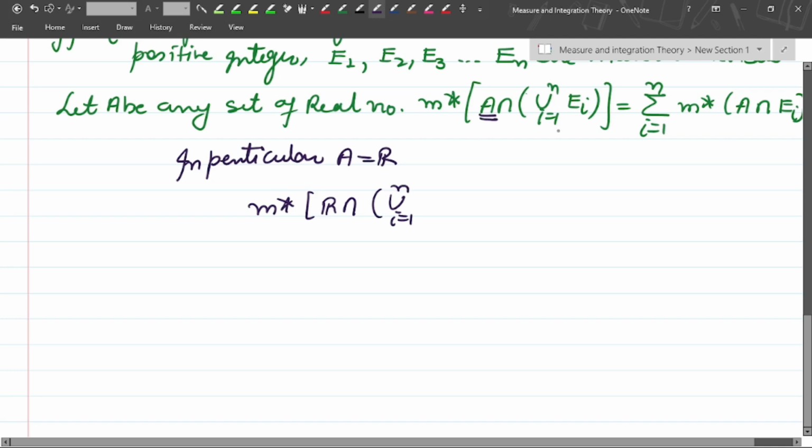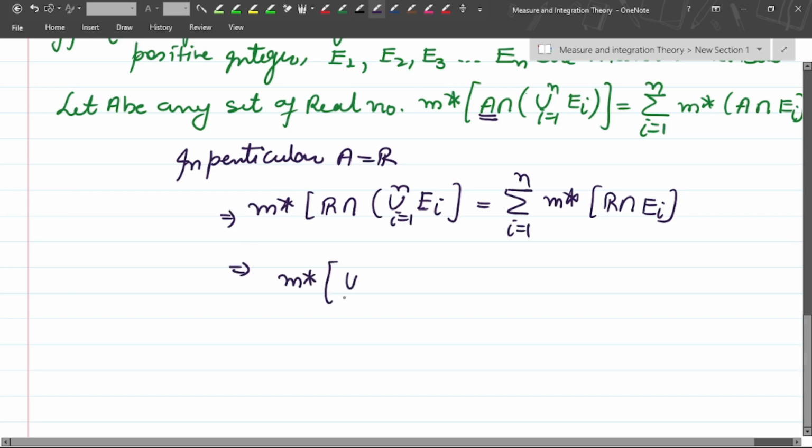It means this A is basically what? R, and it is I, okay, is equal to the summation i = 1 to n of the outer measure of R intersection Ei. Now similarly we can write the outer measure of the union i = 1 to n of Ei. If it is R, then union with R, that we can write in this sense.